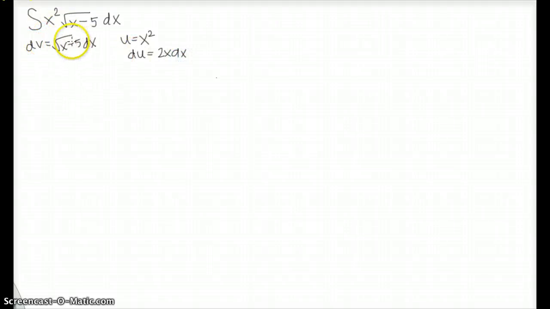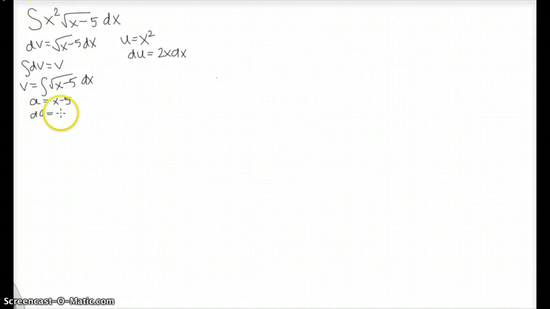And for dv, we want to go ahead and find v from there. So we can integrate dv in order to get v. So v is going to be the integral of radical x minus 5 dx. And in order to integrate this, we have to do u substitution, but because we have a lot of u's and v's going on, I'm just going to do a substitution. So we're going to make a equal to x minus 5, what's under the radical, and then dA, the derivative of that, the derivative of x is going to be dx, and the derivative of 5 goes away. So dA is just going to be dx.